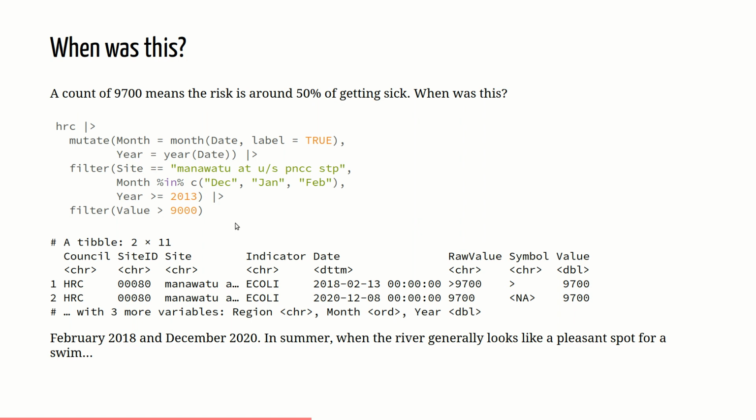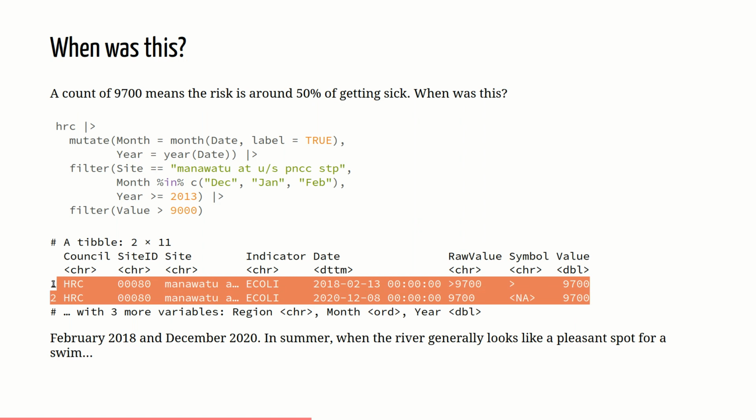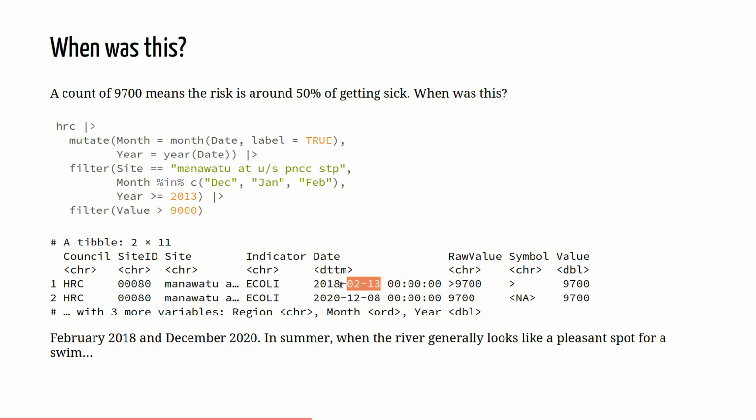And you can see that there are two measures that are more than 9,000. Okay, the first one is in 2018, February the 13th, 2018, it measured greater than 9,700. And then again in 2020, in December the 8th, it also measured 9,700.